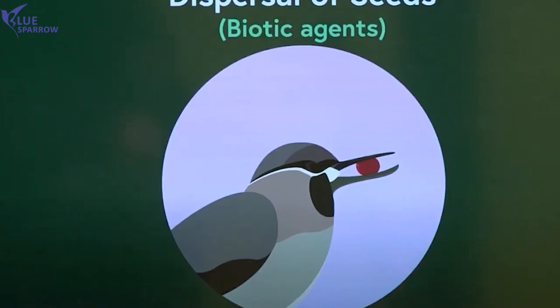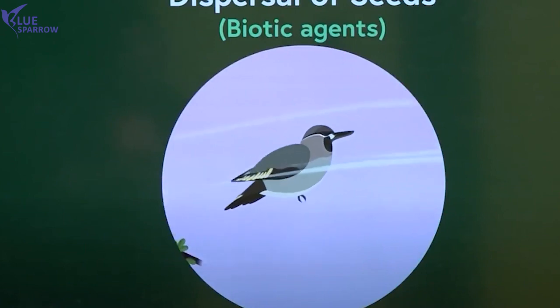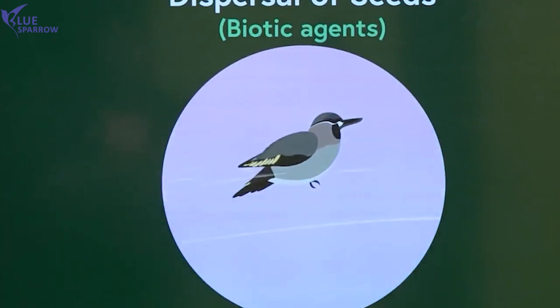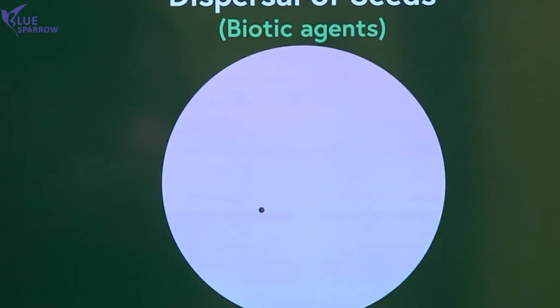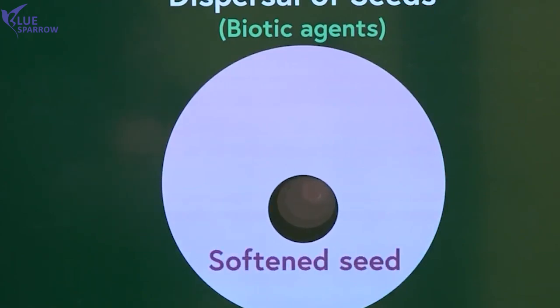Dispersal by animals. Some animals eat fruits along with the seeds. The seeds pass out of their bodies along with the undigested food and grow into new plants.